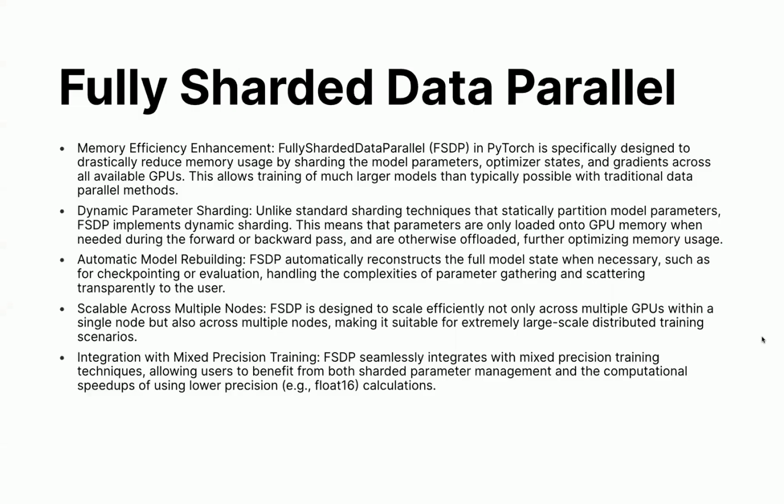Something which has been released more recently is fully sharded data parallel, FSDP. This is even more efficient than distributed data parallel. It's specifically designed to reduce memory usage by sharding the model parameters, optimizer states, and gradients across all available GPUs. So you can train much larger models this way than typically possible with traditional data parallel methods. Basically, this is a way of making it much more distributed by sharding all of the model components across different nodes.